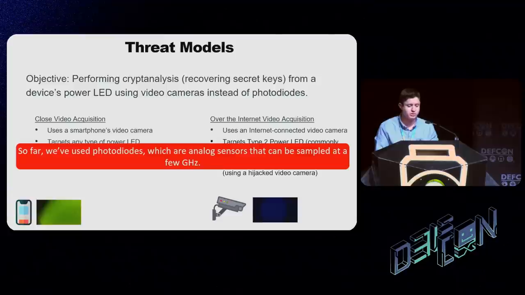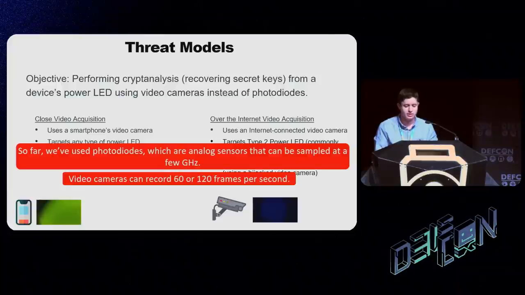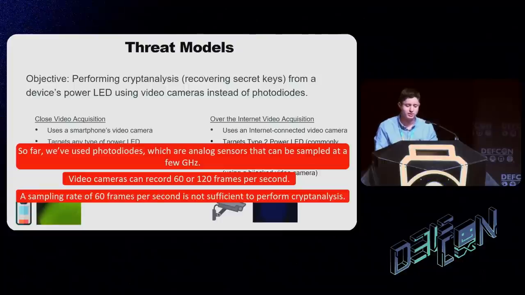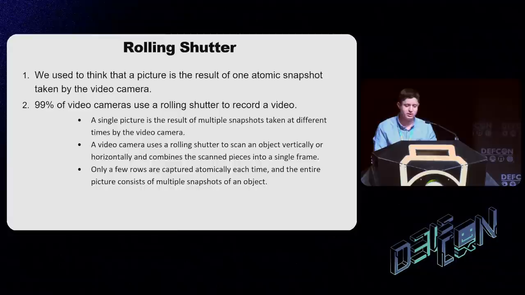So far, we have used photodiodes, which are analog sensors that can be sampled at a few gigahertz. Video cameras can record 60 or 120 frames per second. A sampling rate of 60 frames per second is not sufficient to perform cryptanalysis. Or is it? We used to think that the picture is the result of one atomic snapshot taken by the video camera. However, 99% of the video cameras use a rolling shutter to record the video. A single picture is the result of multiple snapshots taken at different times by the video camera.